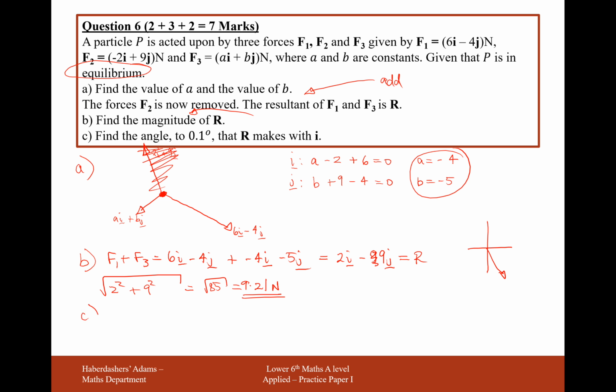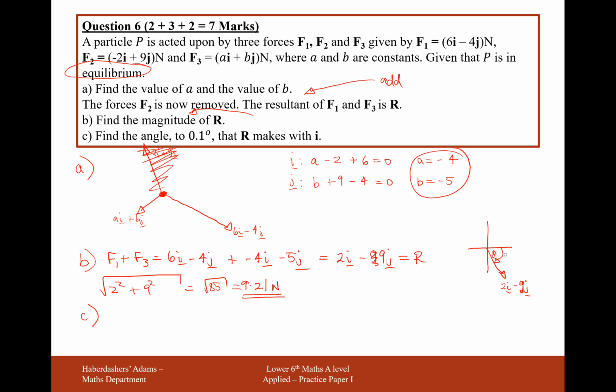Okay, next part is to find the angle, to the nearest 0.1 degrees, that R makes with the i vector here. So I've already drawn my R vector here. What we need is this angle round from here to here that it makes with the i vector. Now the i vector, remember, is just moving right. So what we want is this angle here that it makes between the vector R and the i vector.